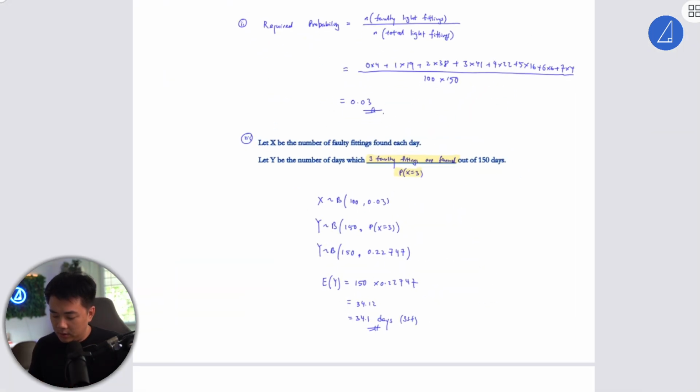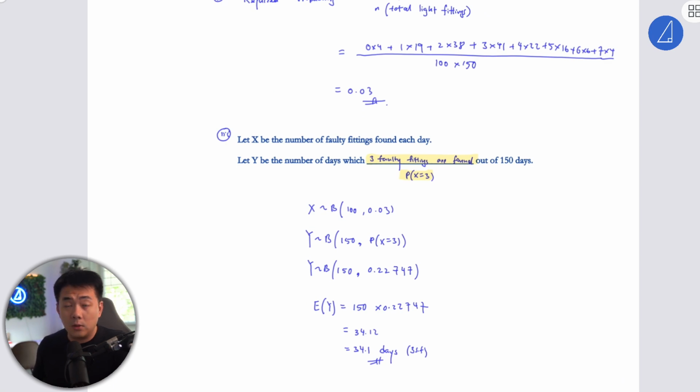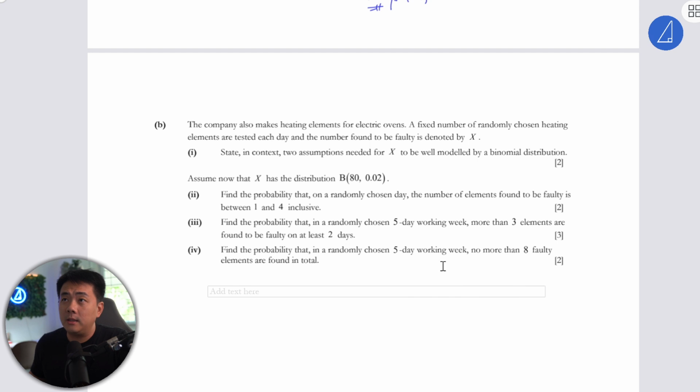Okay, that's it. So that's how you do part 3. Let's look at the subsequent part. The company also makes heating elements for electric ovens. A fixed number of randomly chosen heating elements are tested each day, and the number found to be faulty is denoted by X. State in context two assumptions needed for X to be well modeled by a binomial distribution.